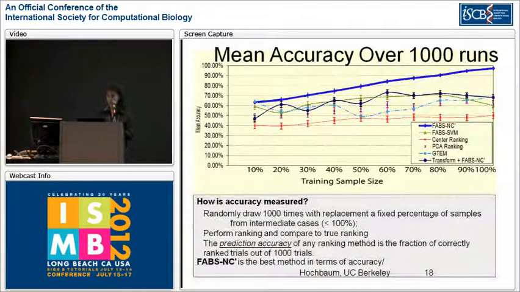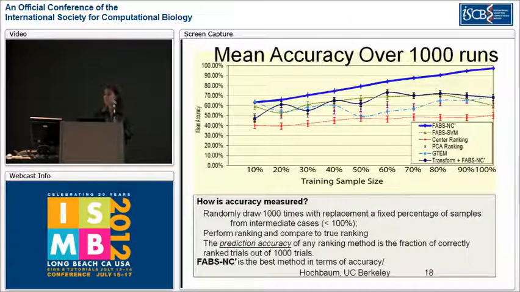So let me show you quickly the results. These results are in terms of accuracy: we get a ranking of drugs and we know the ranking ahead of time, so this is a simulation. We ran it 1,000 times, and every case in which the ranking order coincided with the correct permutation counts as 1 towards the accuracy.